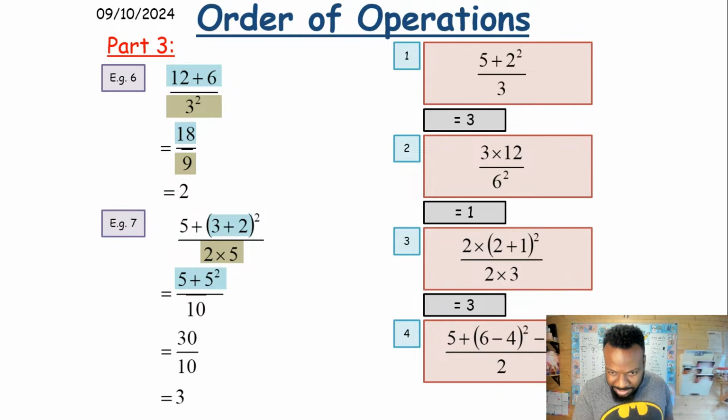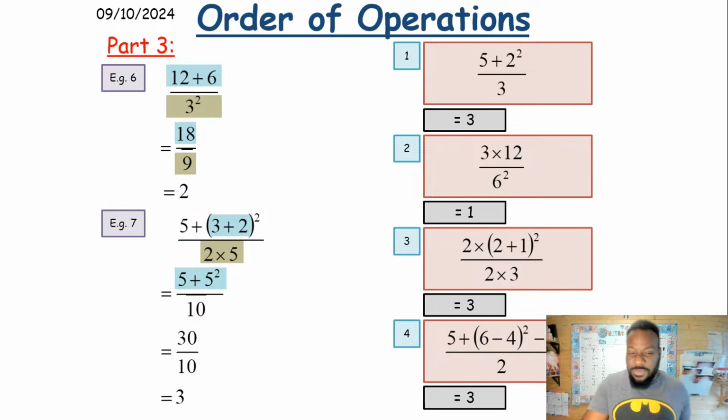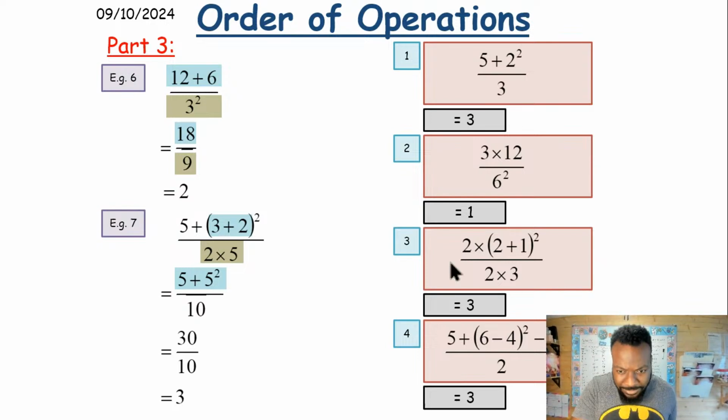Last one is an interesting one, isn't it? We got 6. We've got to take away 4 because we're dealing with the brackets first. So 6 take away 4 is 2. Then we're going to square that 2, which is going to give us 4. Okay. And then we're going to plus that by the 5. And then we're going to minus 3, which is 6. And we're going to divide it by 2, which is going to give us 3 again. So we've got 2 3s on the answer. Okay. Well done, guys. Well done. You worked hard with that.